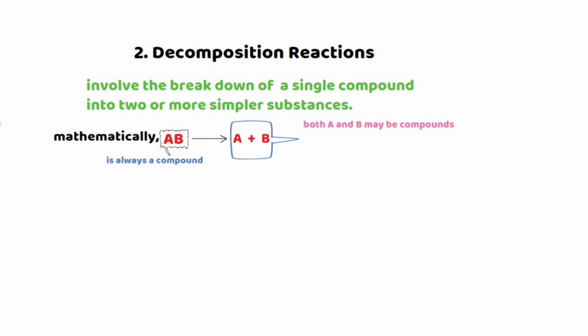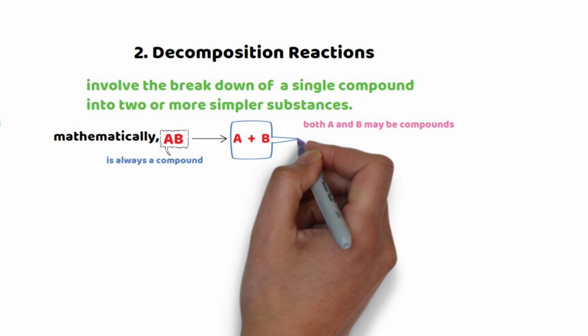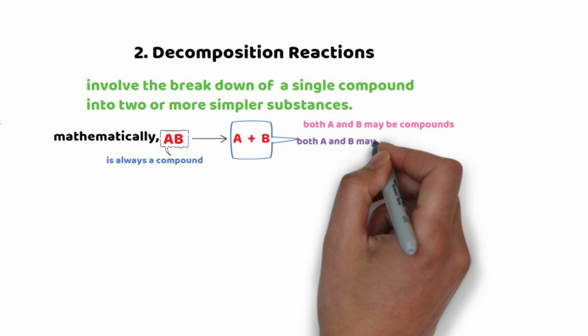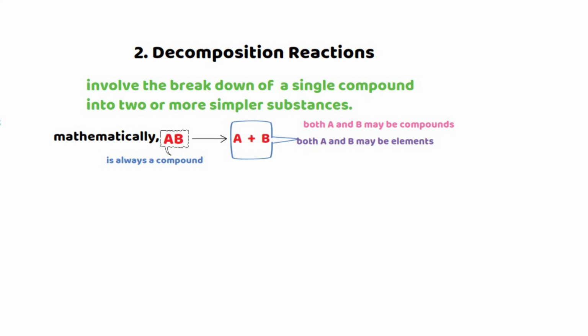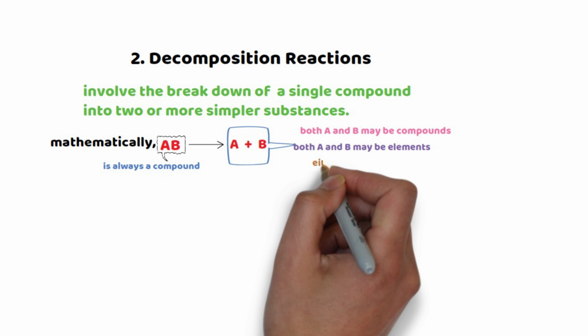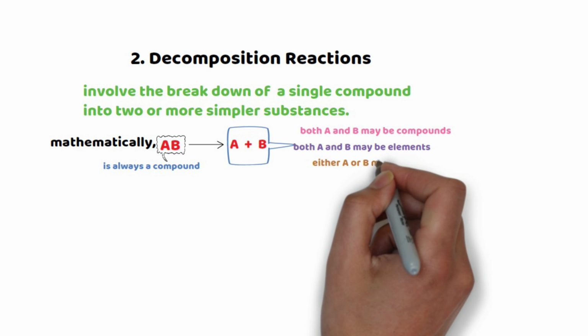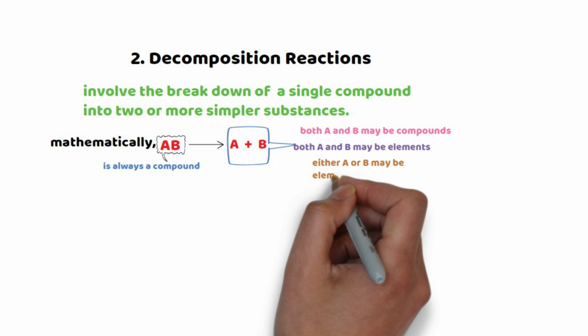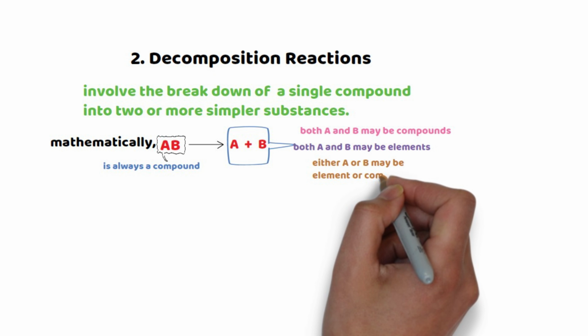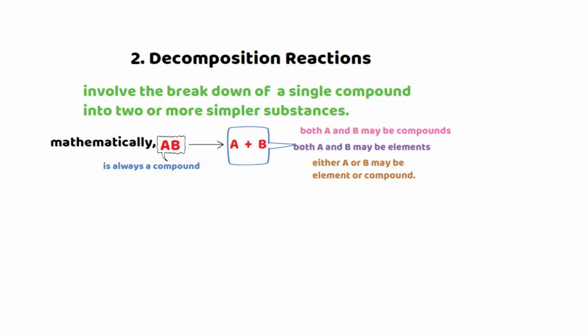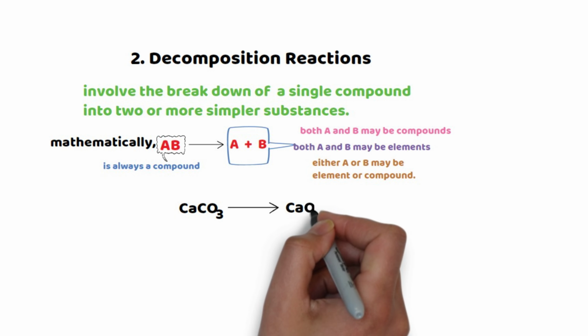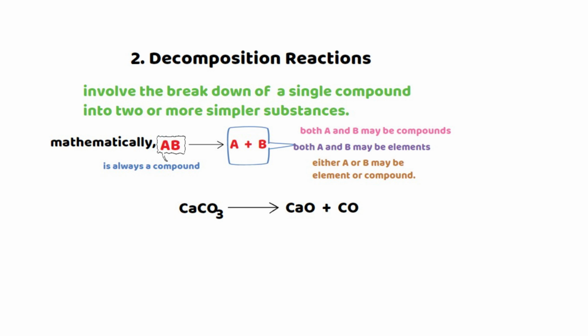Here, AB is always a compound, but A and B may be compounds. A and B may be elements. Either A or B may be an element or compound. Let me give you different examples for each. Calcium carbonate, which is a compound. Upon heating, it forms calcium oxide and carbon dioxide.